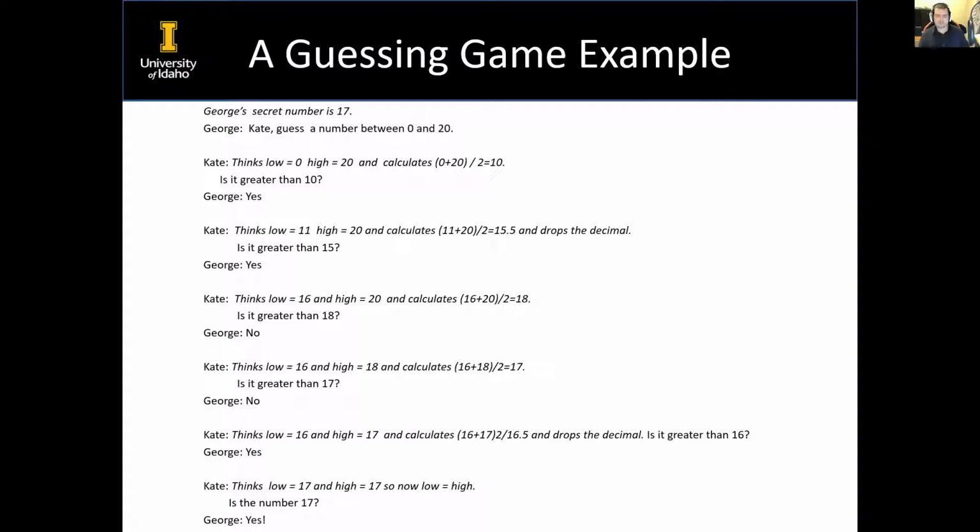33 divided by 2, there's a little typo there. That gives us 16.5. We drop the decimal, and she asks, is it greater than 16? George says yes. So now Kate can say, my low is 17, my high is 17, and now that my low is the same as my high, she can guess the number. Is the number 17? George says yes.